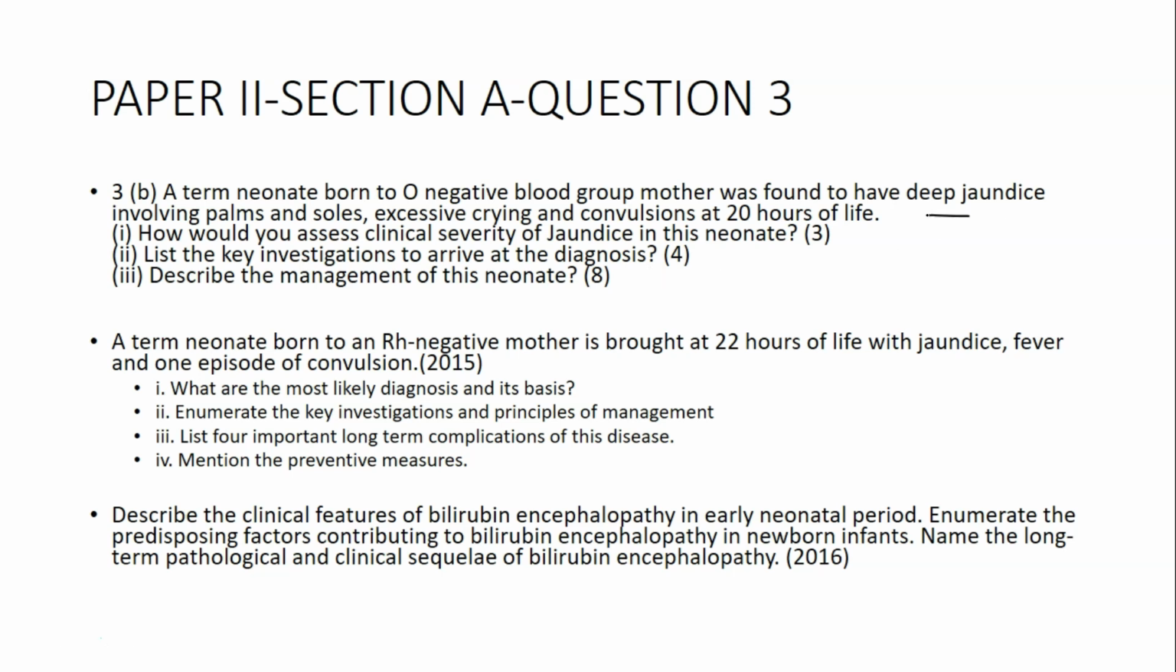You have to be very careful. But keywords here are jaundice involving palms and soles, very severe, and convulsions. Your most probable diagnosis is bilirubin encephalopathy or kernicterus. So similar questions to Rh negative mother. Why is this O negative very important? Because this severe form comes only with Rh negative pregnancy or some risk factors. In a normal physiological jaundice, it's very rare to see kernicterus, unless and until there is a risk factor. So it's very important to focus on such lines.